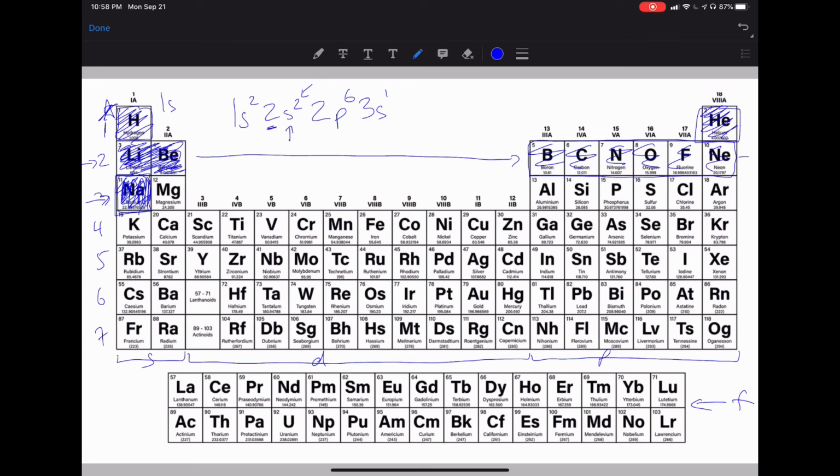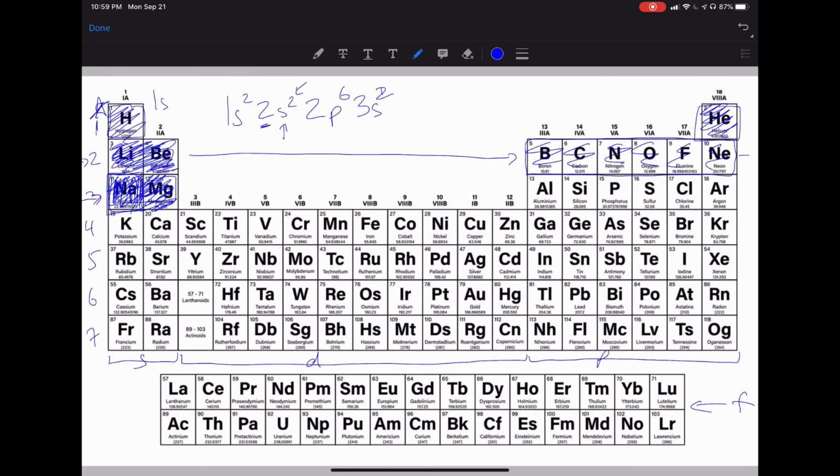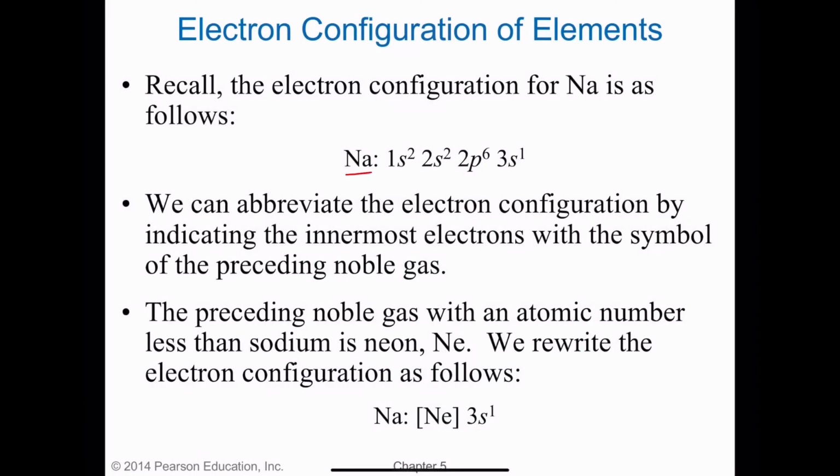If we wanted to write the electron configuration for magnesium, the next element, then we'd be talking about 2 right here in the S block, so then this would be a 3s2 if they asked for magnesium. So that's why they say 1s2, 2s2, 2p6, and then 3s1, because there's only one valence electron for sodium.